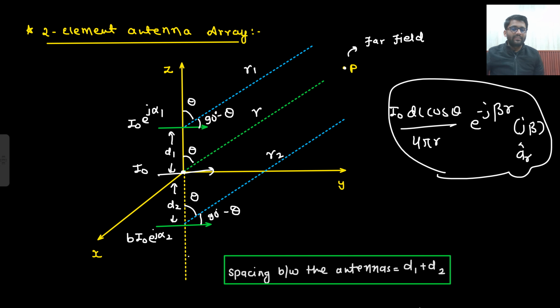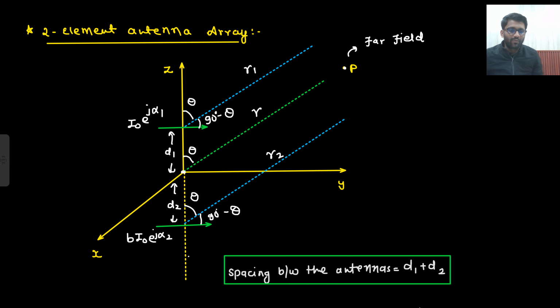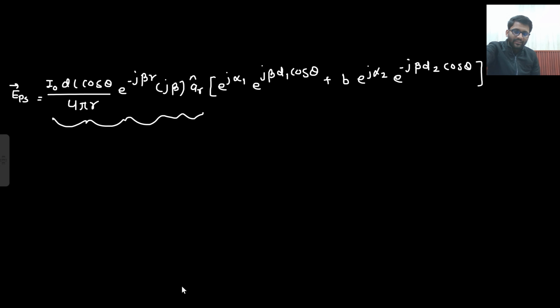So are we getting the same thing there? So this was imaginary antenna that I am gonna remove. So we are getting the same thing here. I dl cos theta upon 4 pi r e to the power minus j beta r into j beta ar cap. So what I will write? This is the electric field due to single element at origin.